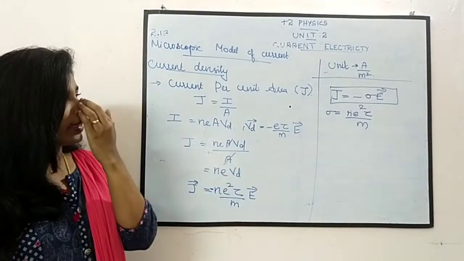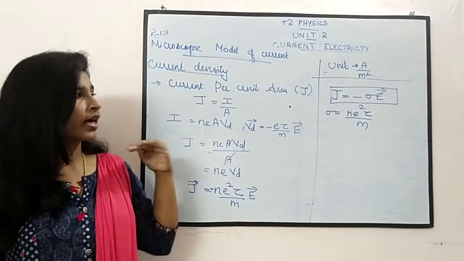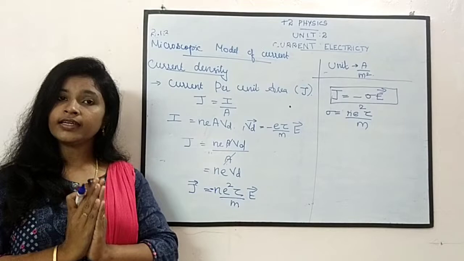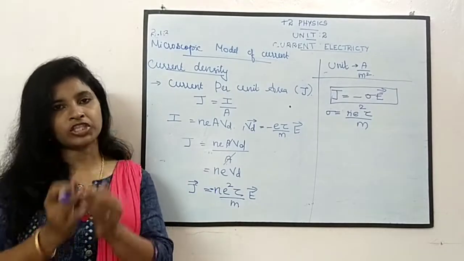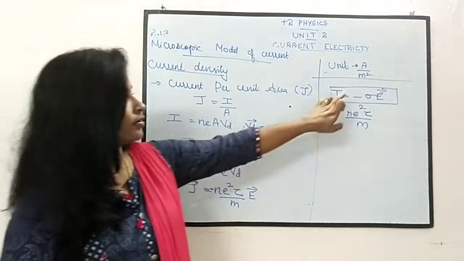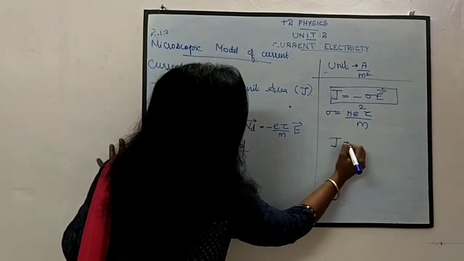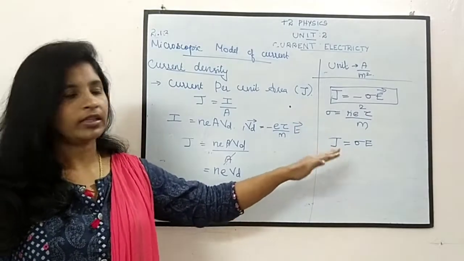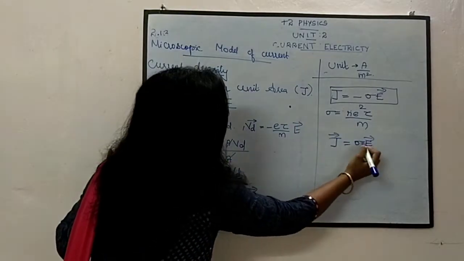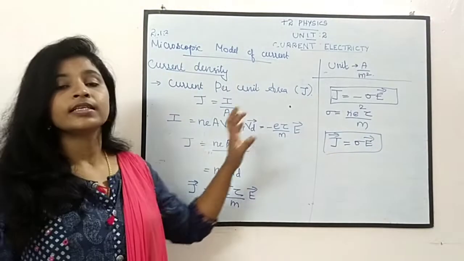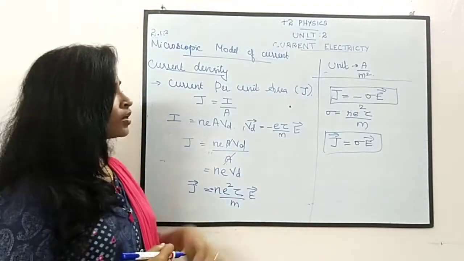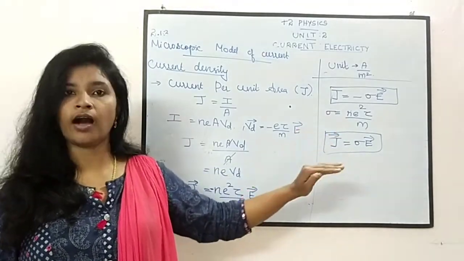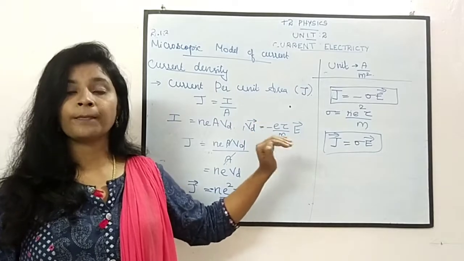Usually, conventionally, we take the current density in the direction of the electric field. Whatever direction the electric field is in, we take the current density in that direction, conventionally from earlier times. So we are neglecting this minus sign and we are writing J is equal to sigma E. This is the final expression for the current density. In vector form we can write it as J vector is equal to sigma into E vector. Usually this is called the microscopic form of Ohm's law.